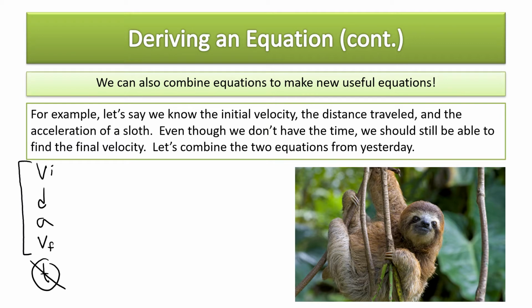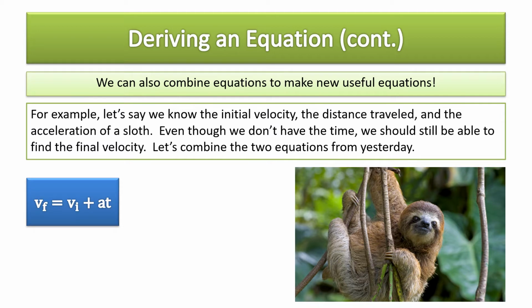We need an equation with these four variables and not time. So let's combine these two equations. We have VF equals VI plus AT, and we have D equals 1/2 (VF plus VI) times T.